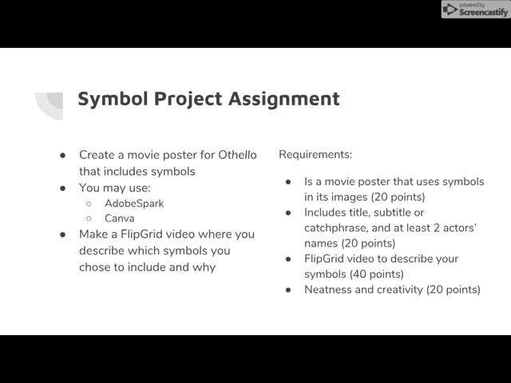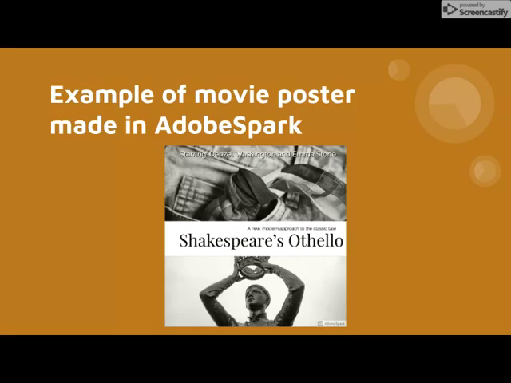You have to have a movie poster that uses symbols. That's worth 20 points. Your movie poster has to have a title for your version of the movie, and then it needs either a subtitle or a catchphrase. And you need to pick at least 2 actors who are going to play in your movie. That's also worth 20 points. Your Flipgrid video, where you do your reflection and talk about why you picked all of those things, that's 40 points. And then overall, your neatness and creativity is worth 20 points.